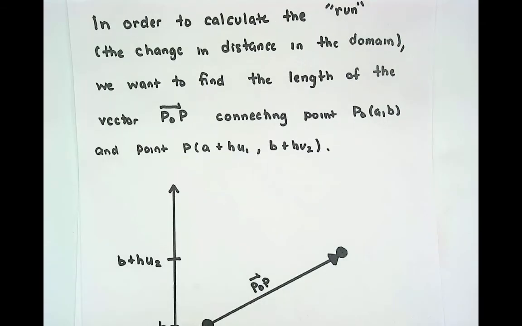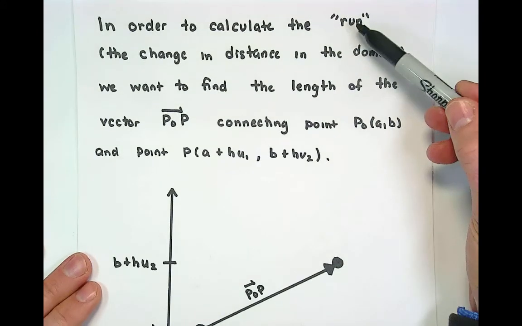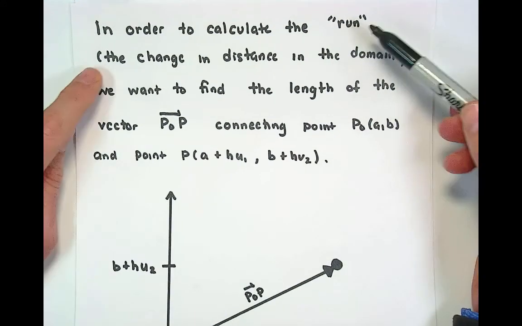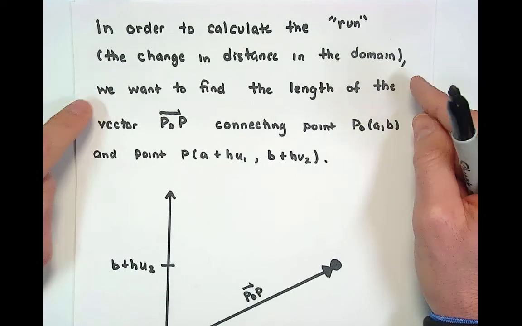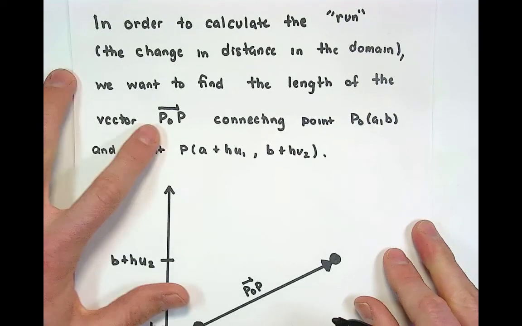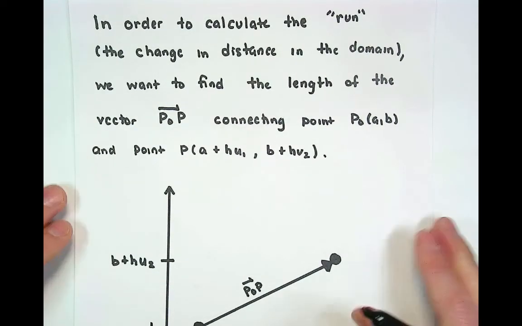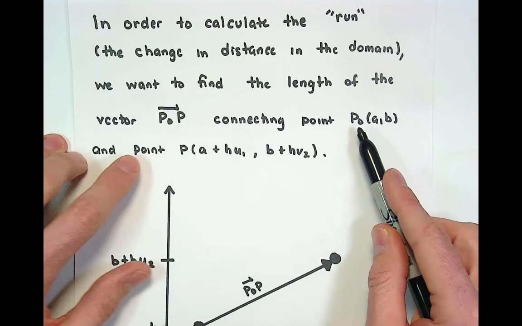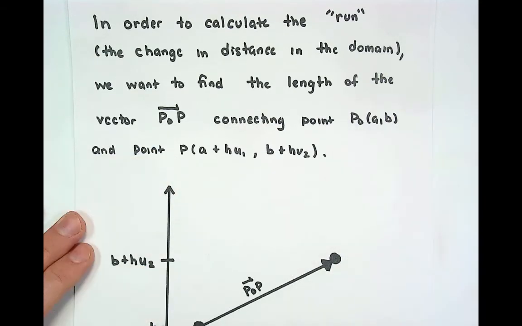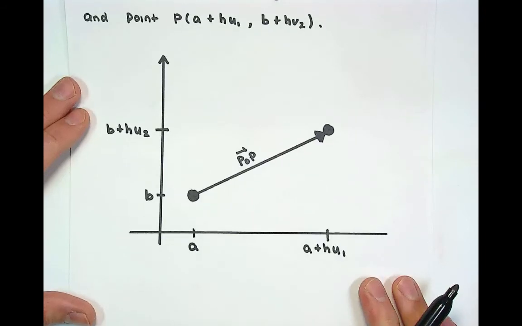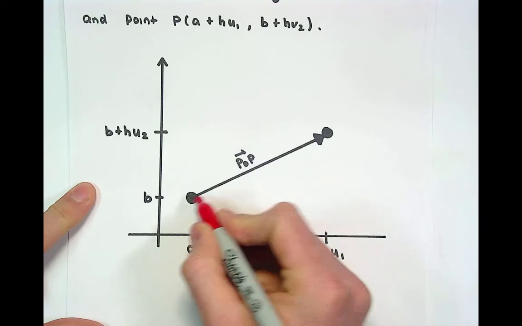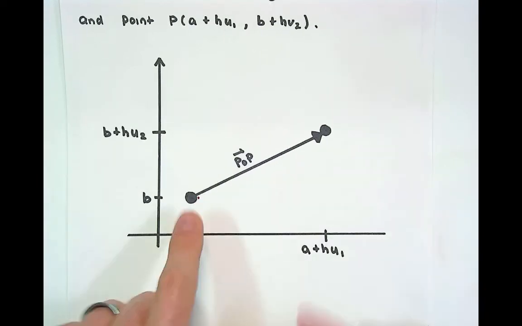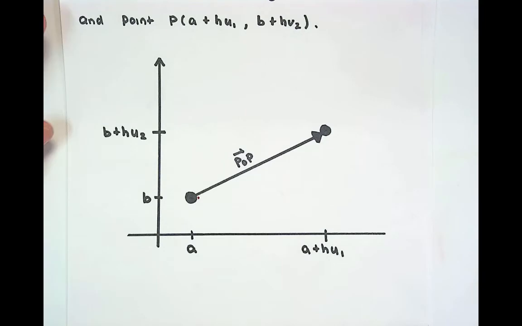So in order to do this, I want to map back into the domain space. So we want to calculate the run to get the slope of the secant line. We're going to think about the run as the change in distance in the domain between our 2 points. To find the length of the vector p naught to p, we want to know how far you have to travel from p naught to the point p in the domain. Well, here's a visual of this problem. We're looking for the length of this vector. So we want to find how long this vector is.